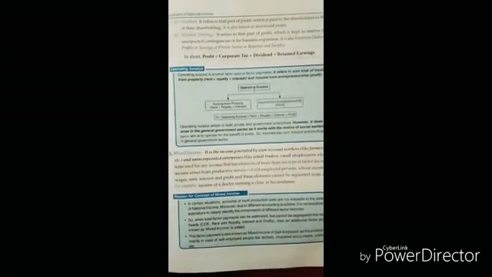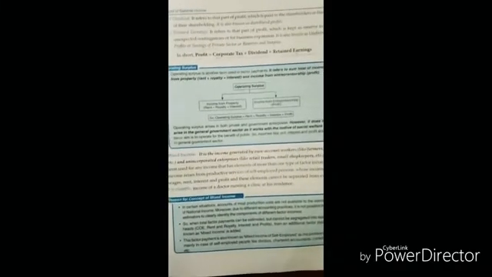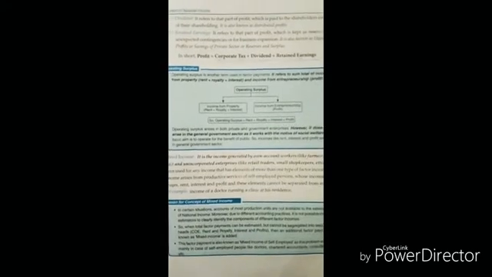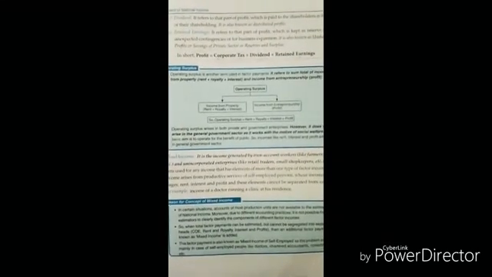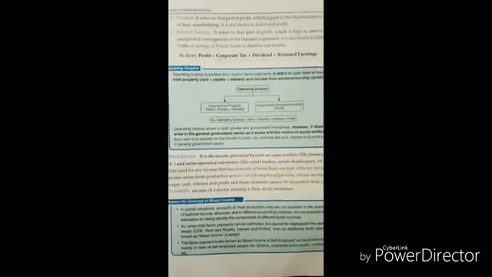Compensation of employees plus operating surplus. Operating surplus is what? Operating surplus is equal to rent plus royalty plus interest plus profit. If the word operating surplus is given, you will directly add operating surplus there. But if operating surplus is not given, you have to calculate operating surplus by adding these four: rent, royalty, interest and profit. Next is mixed income.